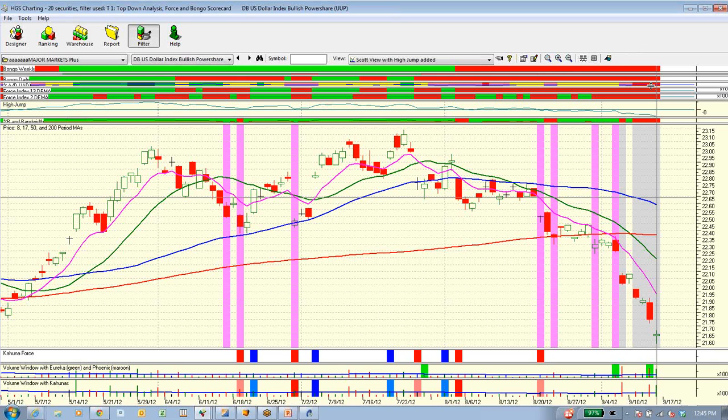Daily bongos, accumulation distribution, force index, which comes from Alexander Elder. On both the force and the bongo, the top one represents a longer term, the lower one a shorter term. And what I like to do is look for pullbacks, which means the longer term remains green and the shorter term returns red.